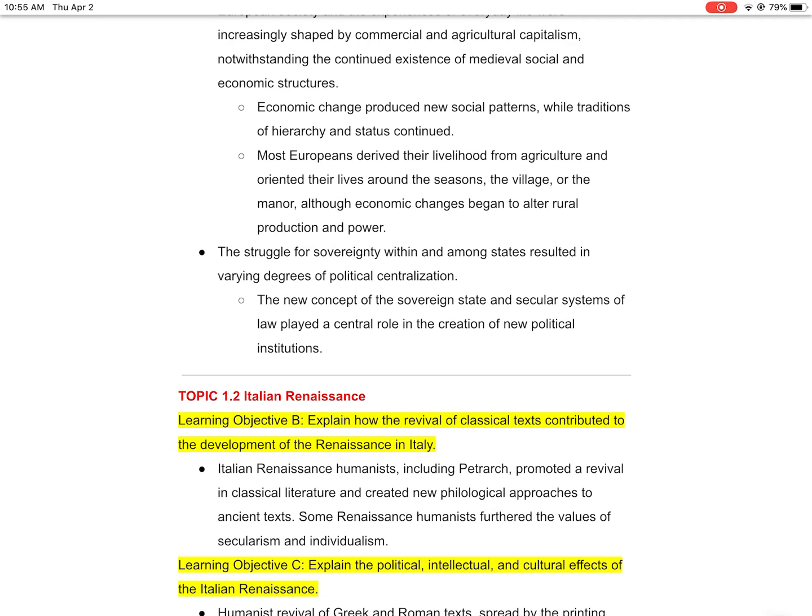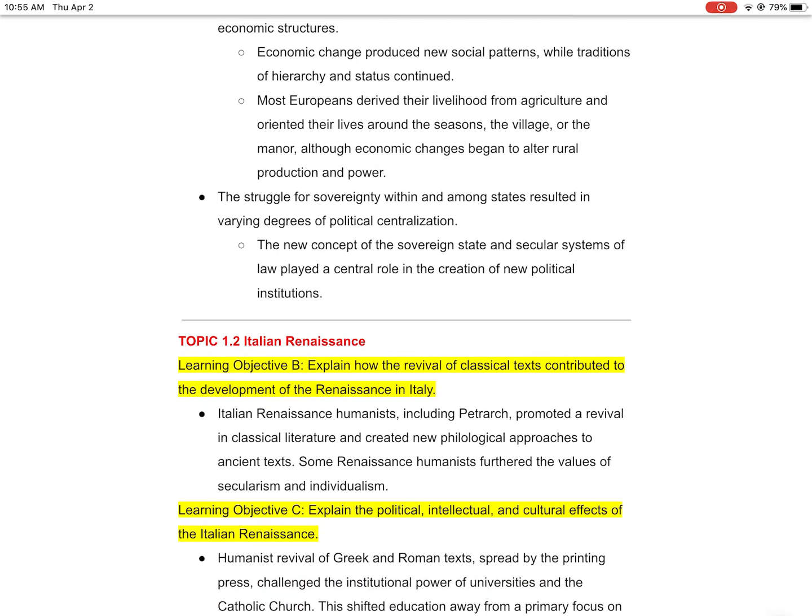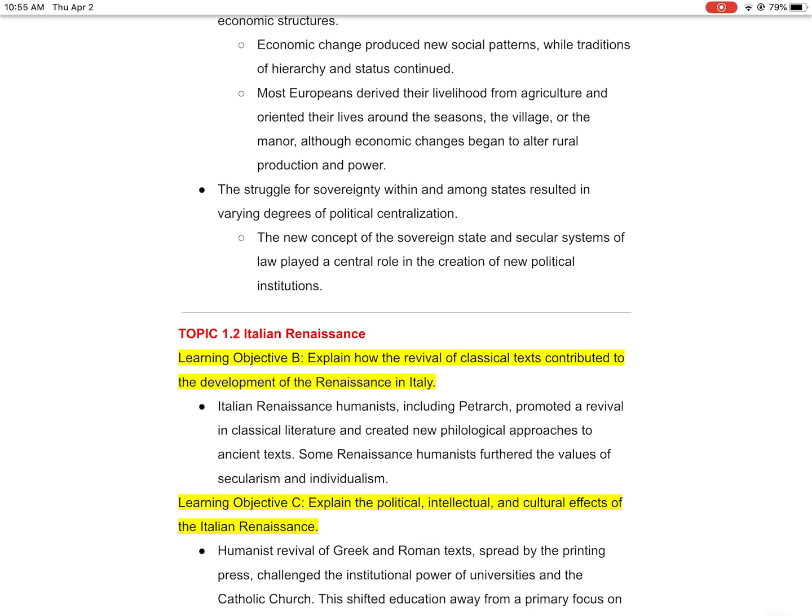People don't really use the word capitalism until, say, the late 1700s, early 1800s. But that's really the direction we're heading for this entire class. I'm going to continue to read from this topic.